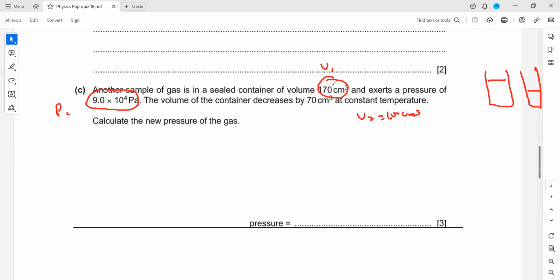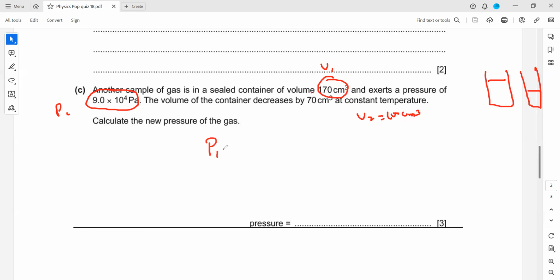Why 100? Because 170 minus 70. If the question was like final volume of a container 70, then V2 will be 70. But the question is volume of a container decreased by 70. So if 170 was original and decreased by 70, it means the final volume will be 100.